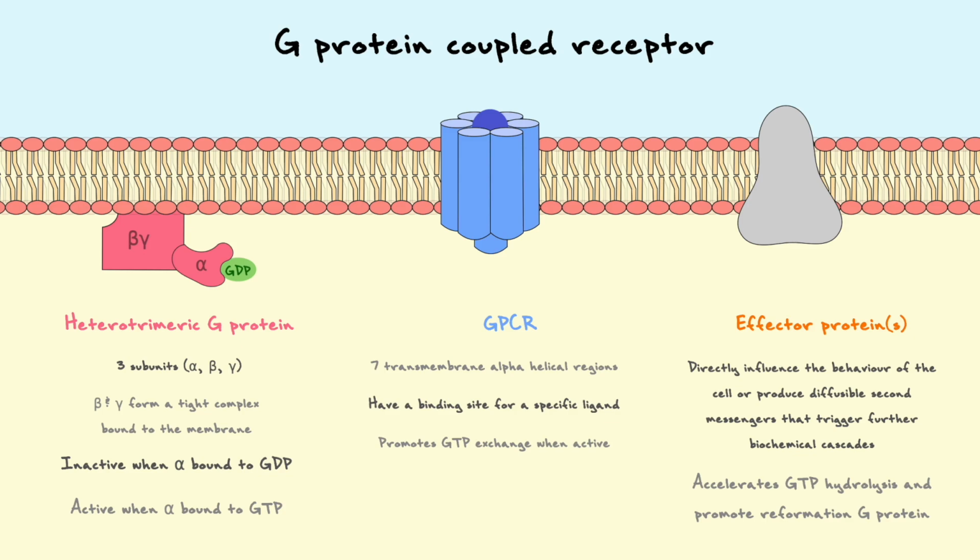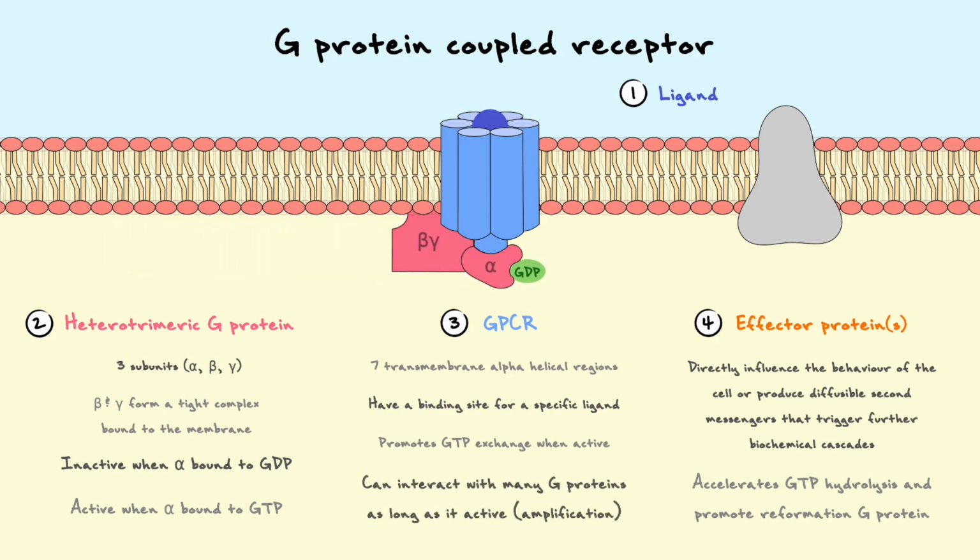In every GPCR pathway, there are always the same four components: the ligand that activates the receptor, the G protein, the receptor itself, and then the effector, which can actually include many effectors, not just one. Now, as long as the ligand is bound, the receptor will remain active and continue to switch the G protein into the active state. As a result, one receptor can activate many G proteins and produce an amplified signal. It is only when the ligand unbinds that the signal can be turned off.